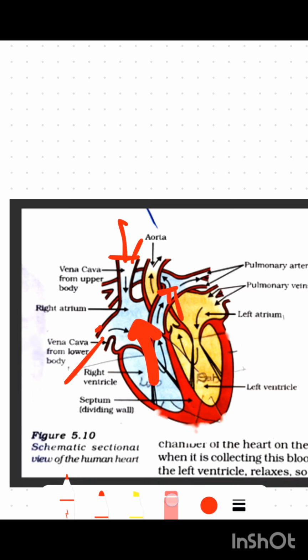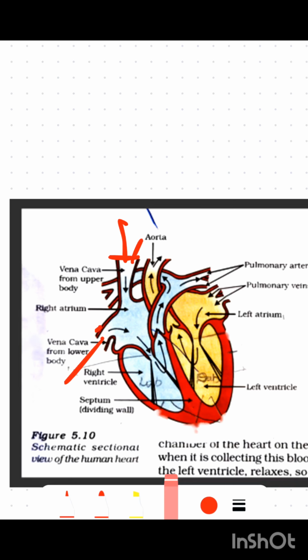That should not happen. So to prevent that, there are walls here. There will be walls here like this, one wall here, and there will be walls here also and here also. So remember those valves. I will just tell you the names. Between the right atrium and right ventricle, we have the tricuspid valve. Between the left atrium and left ventricle, we have the bicuspid valve. Between the right ventricle and the pulmonary artery, we have the semilunar valve. And here also between the left ventricle and the aorta, we have a semilunar valve.